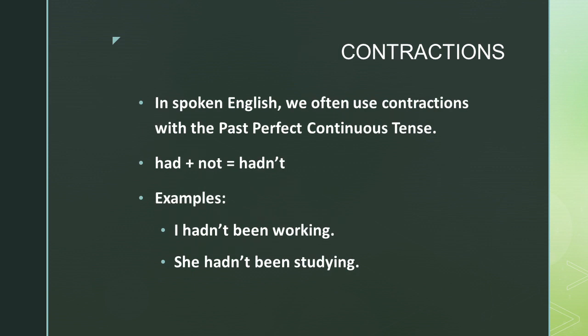Let's look at contractions. In spoken English, for smooth flow of speech, we often use contractions with the past perfect continuous tense. The had plus not can be contracted into hadn't. So I hadn't been working, she hadn't been studying.